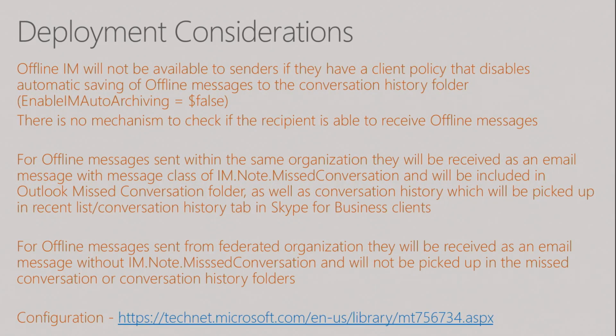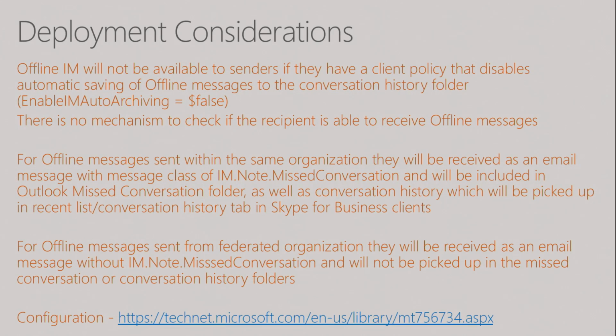So, the deployment considerations, there's a wall of text here, and I'm not going to read it all to you. Basically, what you have to understand is there's a policy setting that we have called Enable IM Auto Archiving. That controls the offline IM feature. So if that's turned off, offline IMs aren't going to work, right? Because we have to have that policy in play.